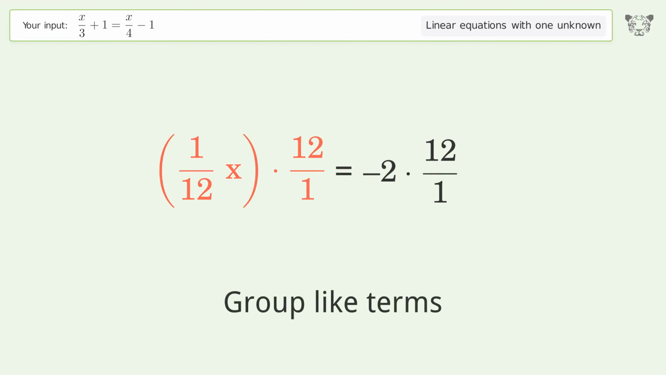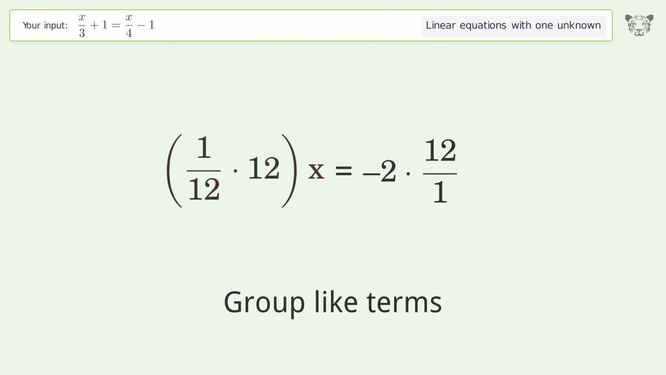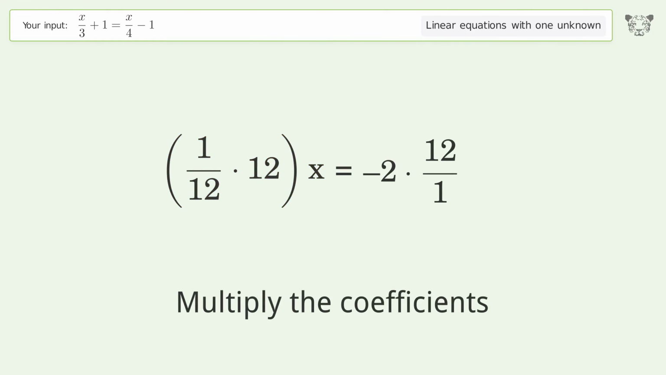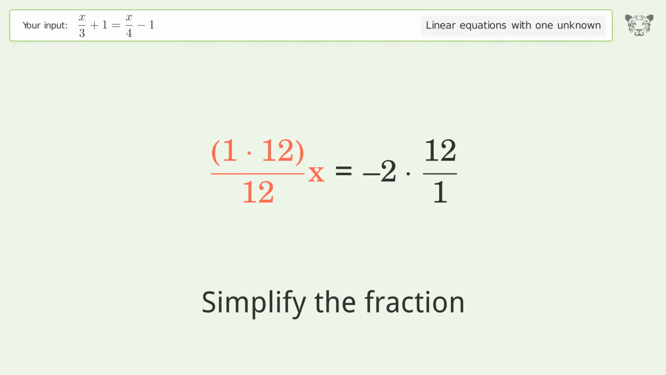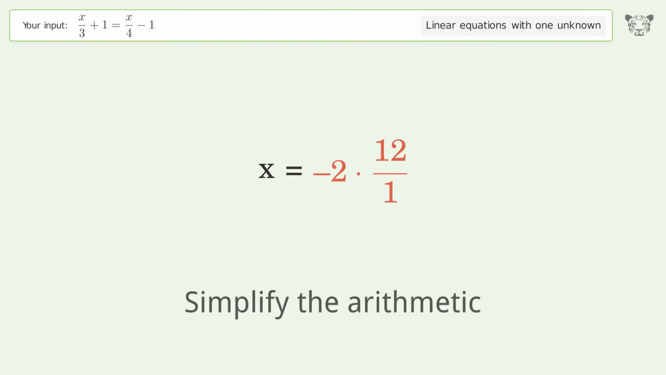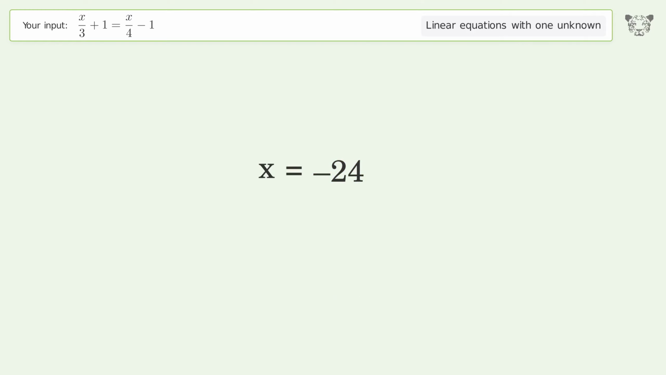Group like terms. Multiply the coefficients. Simplify the fraction. Simplify the arithmetic. And so the final result is x equals -24.